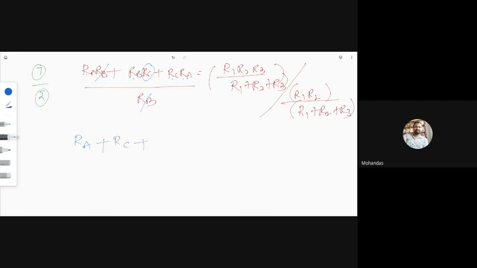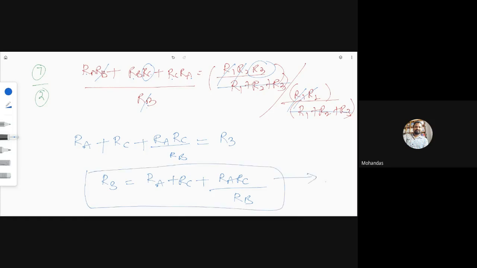Next, RC RA by RB. There are no cancelled terms here, RA RC by RB, which is equal to R1 cancelled out, R2 cancelled out. We have R3. In the denominator, these two terms will get cancelled out. Now we have R3. So finally we got the R3 equation also. R3 equal to RA plus RC plus RA RC by RB. This is equation number 10.